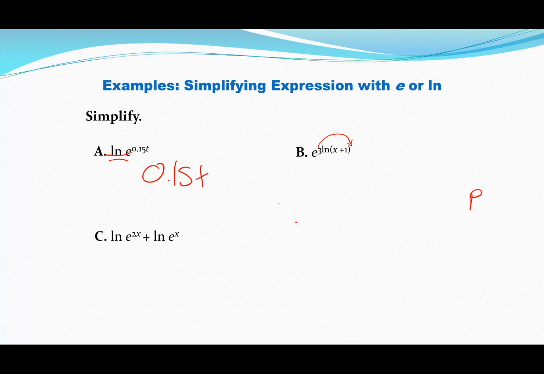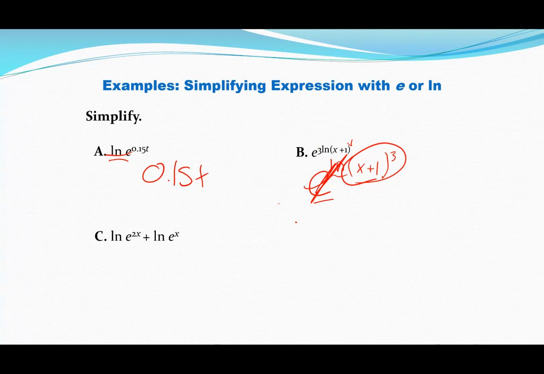So if we do that, then this is the same as e to the natural log of x plus 1 to the third power. If I can kind of make that look like a 3, we're good. All right. So now you see the e and natural log are together. Those are going to just cancel out, and we're left with x plus 1 to the third power.